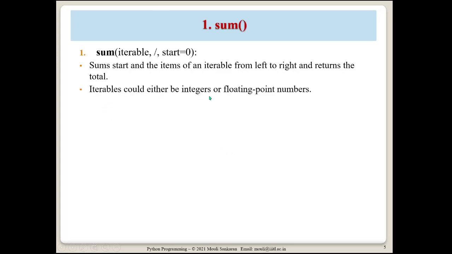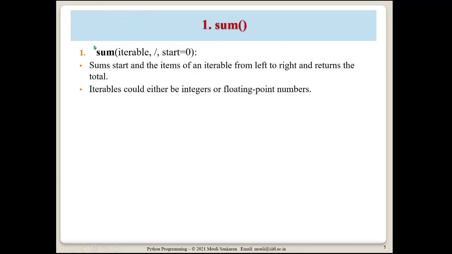So iterables could either be integers or floating point. Another point I want to mention here: suppose you have all integers here and the start is given as 0.0 or 2.0, then the result will be float, because any integer will be promoted to float if any of those values are float. So it doesn't matter whether you are only using integers here and then a float here, or all floats here and one integer here. The result will always be the higher representation, which is float, which can represent much more than what can be done in integer.